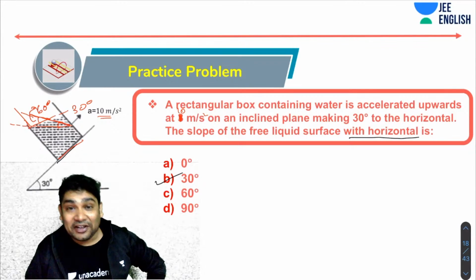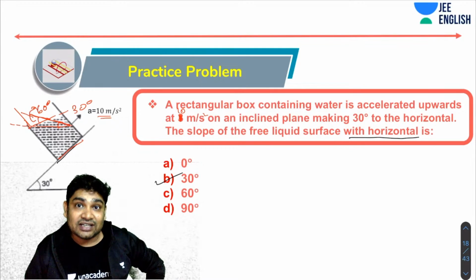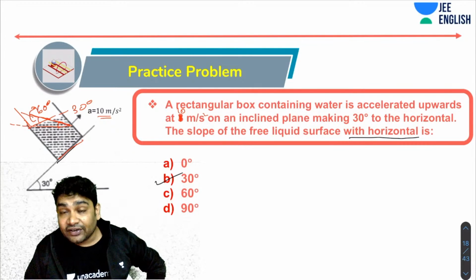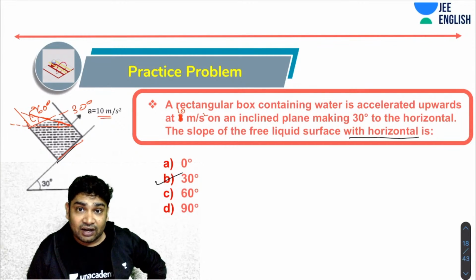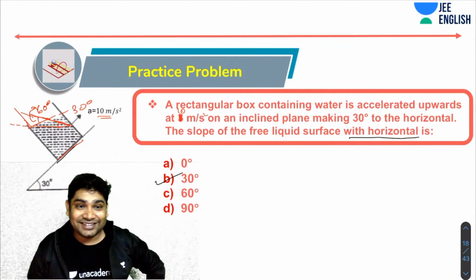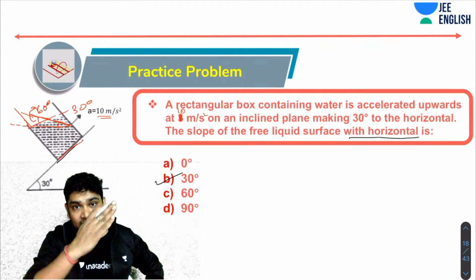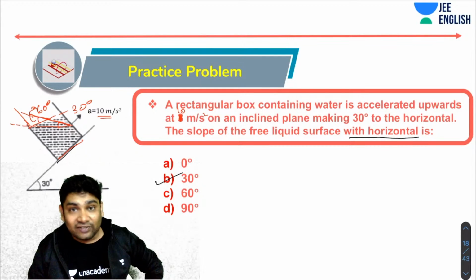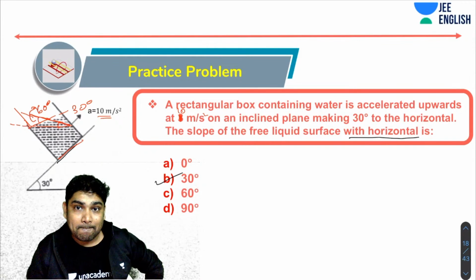Now, if we were not accelerating the vessel, then what would have been the angle of the free surface with the incline? It would have been 30, right? Why? Because the liquid surface would have remained horizontal and the incline is inclined at 30 degrees. And now the liquid tilted further by 30. So the angle with the incline would have been 60. Got it? That is what I was saying. Let me know if there is any confusion.